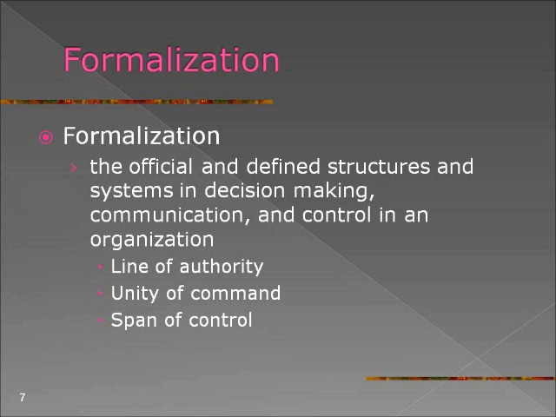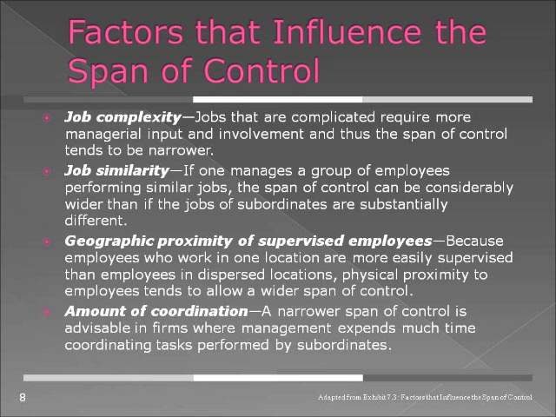Formalization is the extent to which rules and procedures are followed in an organization. This element varies greatly across organizations. Moreover, it refers to the official and defined structures and systems in decision-making, communication, and control in an organization, wherein line of authority, unity of command, and span of control. Let us now discuss the factors that influence the span of control.